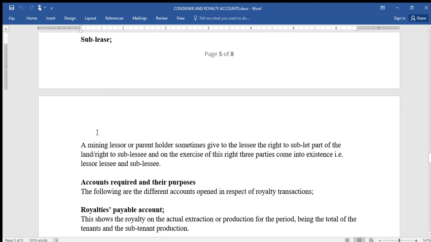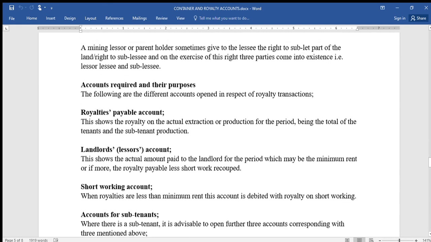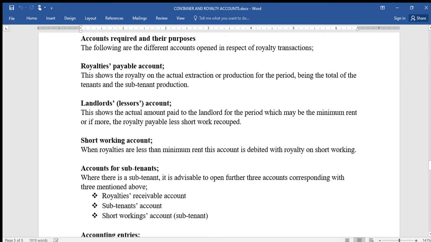A remaining leaser or patent holder sometimes gives to the lessee the right to sublease, and on the exercise of this right, three parties come into existence, and that is the leaser, lessee, and then the subleasee. So now let's look at the accounts that are required and their purposes.